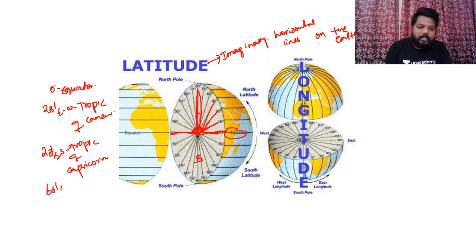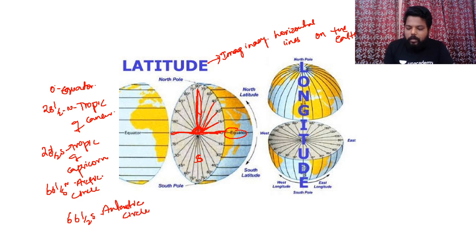And 66 and a half degrees north, we call it the Arctic Circle. And 66 and a half degrees south, we call it the Antarctic Circle. This is a basic thing which you have to know.